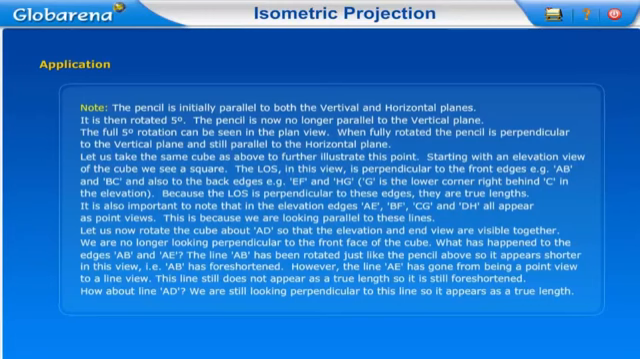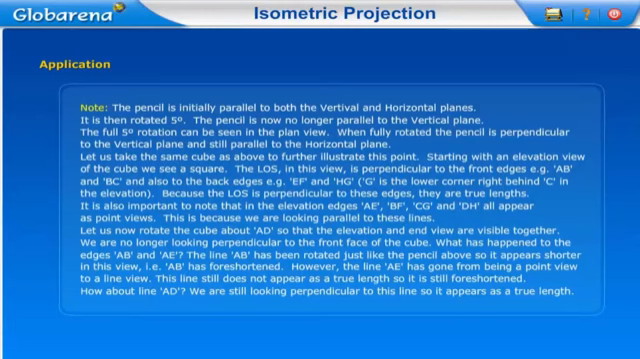It is also important to note that in the elevation, edges AE, BF, CG, and DH all appear as point views. This is because we are looking parallel to these lines. Let us now rotate the cube about AD so that the elevation and end view are visible together. We are no longer looking perpendicular to the front face of the cube.